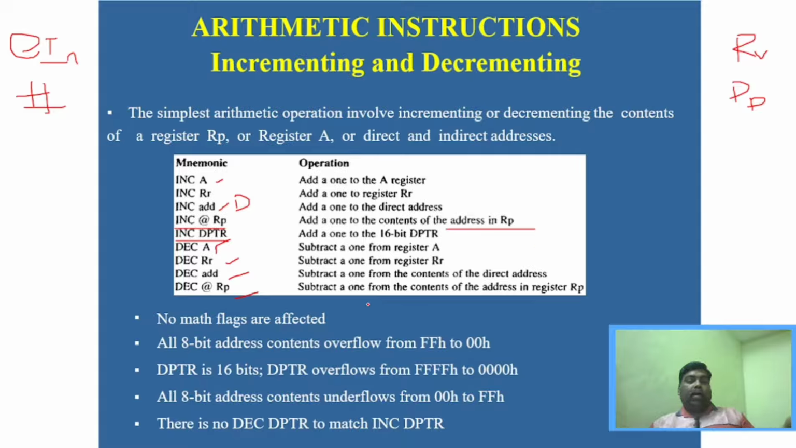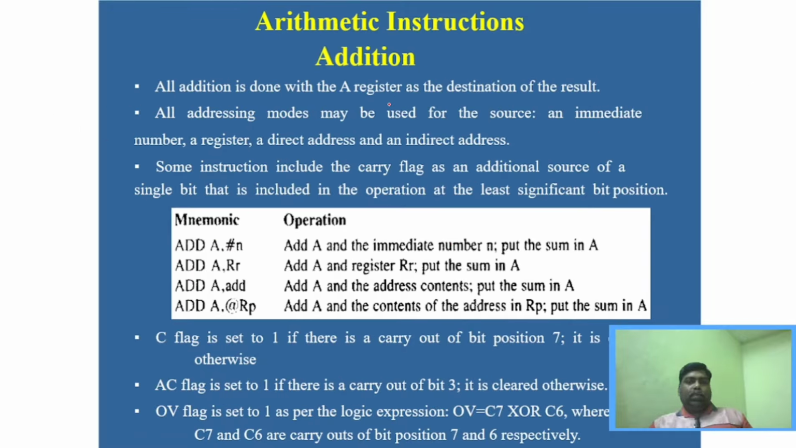Apart from it, we know that all are 8-bit addresses and the content overflows when there is a rollover from FFh to 00h. Similarly, DPTR will overflow after reaching its maximum content. And whenever in any arithmetic operation there is a carry, we have already seen about the conditional flags, so the carry flag will be enabled. Whenever there is an overflow, the overflow flag will be enabled. This is about the arithmetic operation, which I have already explained.